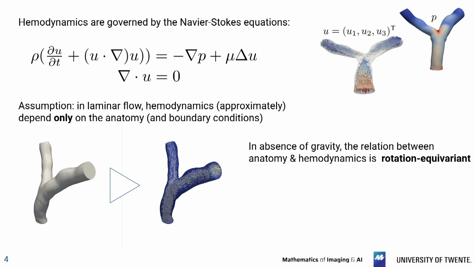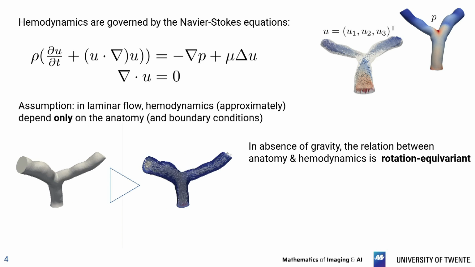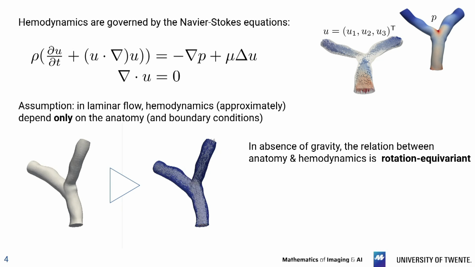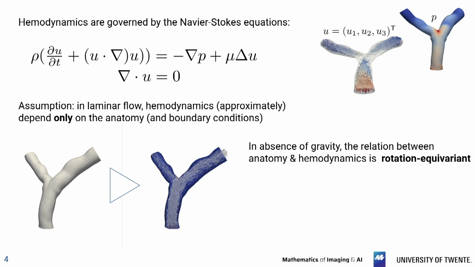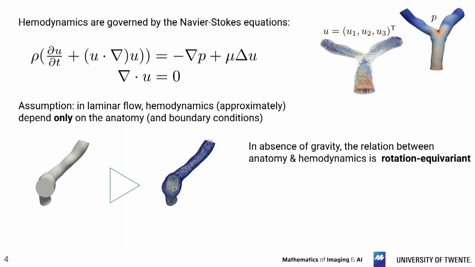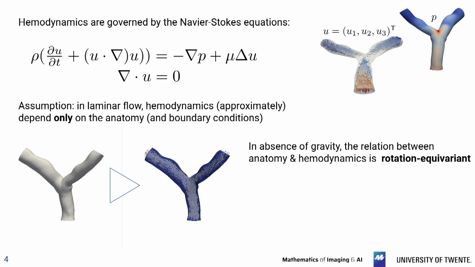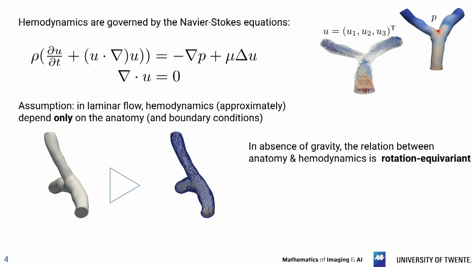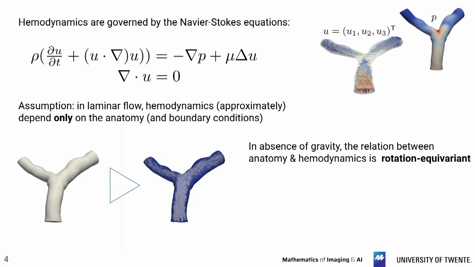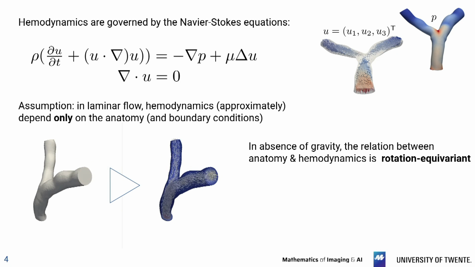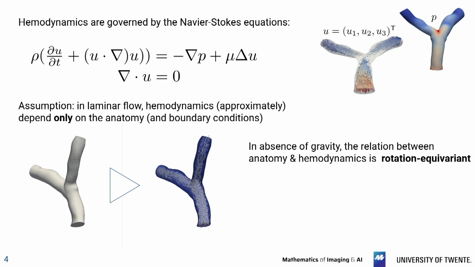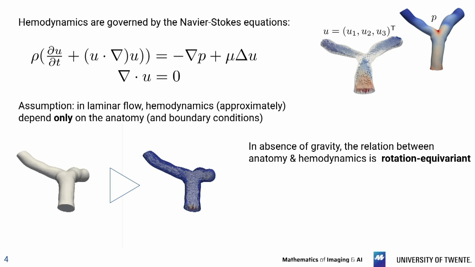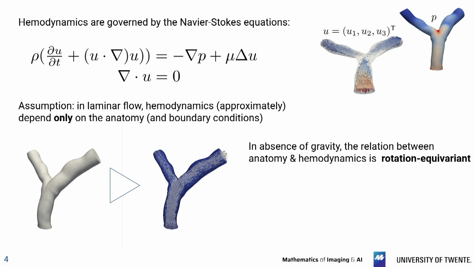On top of that, because usually in biomedical engineering the blood flow in arteries is modeled without gravity, our problem has a certain symmetry. We would assume that the orientation of the patient, because there is no directional force, does not change the blood flow. It just rotates along intrinsically with the mesh and the anatomy. And this is equivariance symmetry.